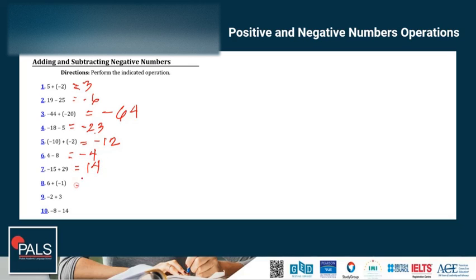6 plus negative 1, the answer is 5. Negative 2 plus 3 is equals to 1. Negative 8 minus 14, the answer is negative 22.